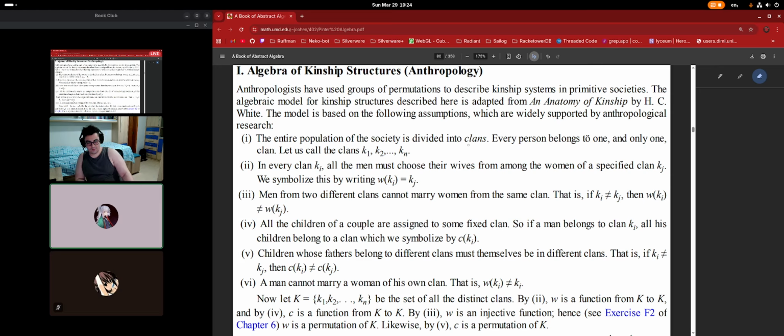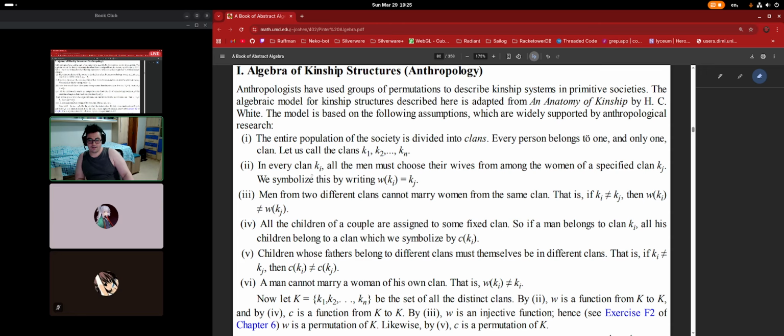It could even be pieces of a bunch of different families that happen to be together in a clan. It's not necessarily a family. It's maybe something a bit more complicated. That made sense to me, it's like Victorian time guilds. That's what I thought when I read this the first time. Every person belongs to one and only one clan. Let us call the clans K1 to Kn.